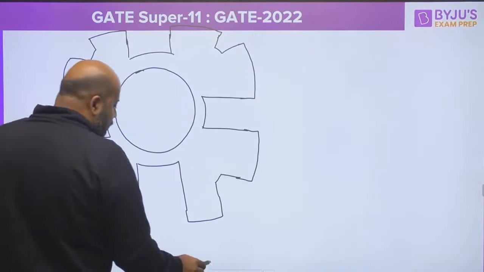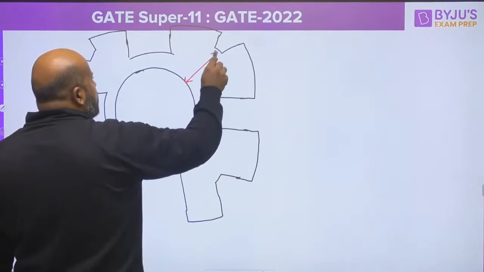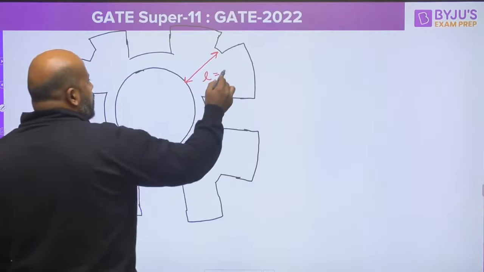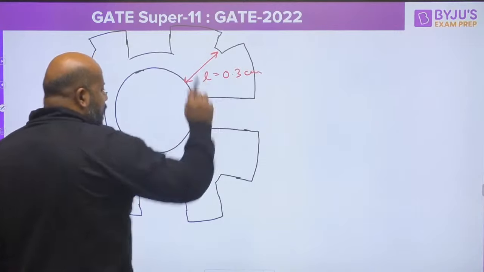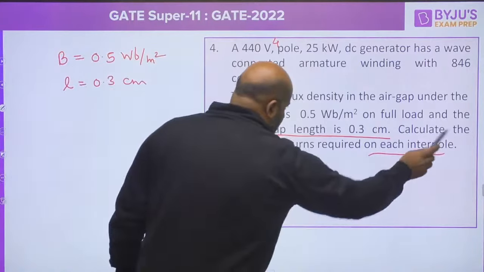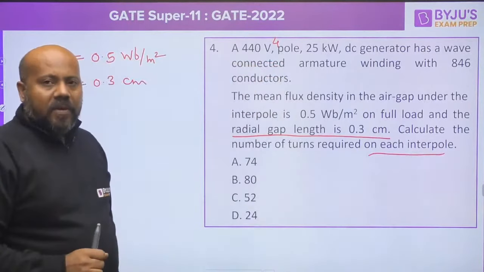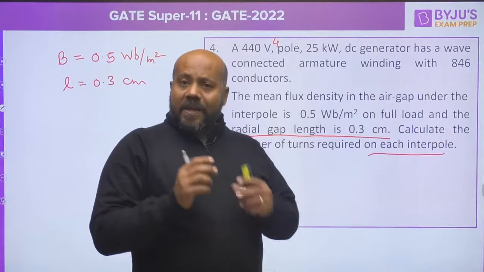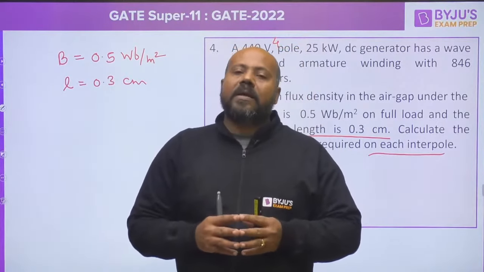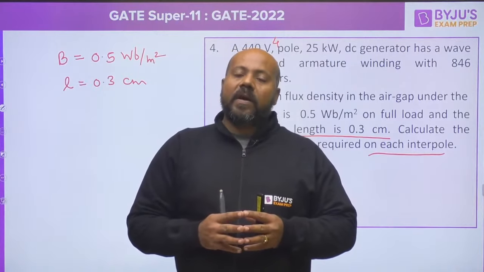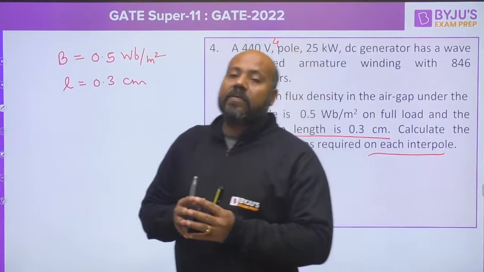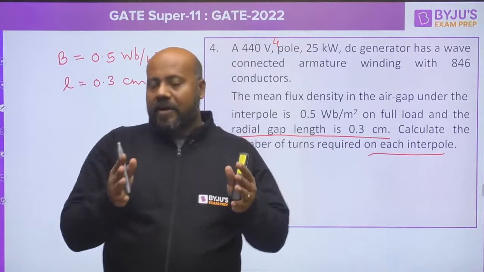So basically this air gap length he is giving you as 0.3 centimeters. Now what he is asking is to calculate the number of turns required on each interpole. Now if we talk about the compensating winding, you understand the basic function of a compensating winding is to compensate the cross magnetizing ampere turns of the armature flux. You can say cross magnetizing effect of the armature reaction in the polar region.